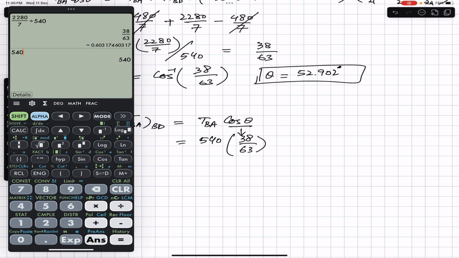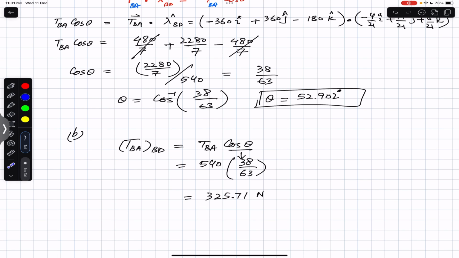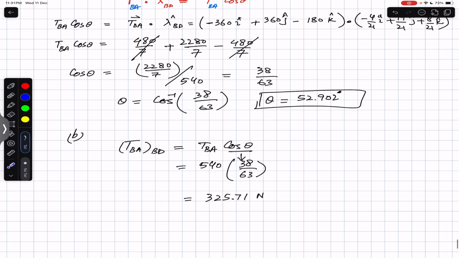So 540 multiplied by 38 divided by 63 gives us 325.71, and this will be in newtons since 540 is in newtons. So the projection of the tension along the stake is 325.71 newtons. So what does the projection mean? That out of 540 newtons, 325.71 newtons of force is acting along the direction of the stake. So this is the solution of this particular problem.